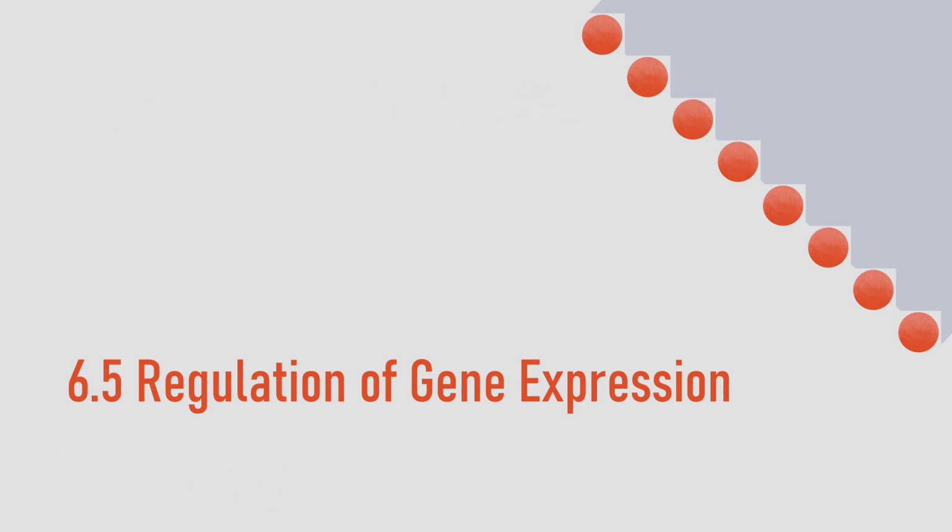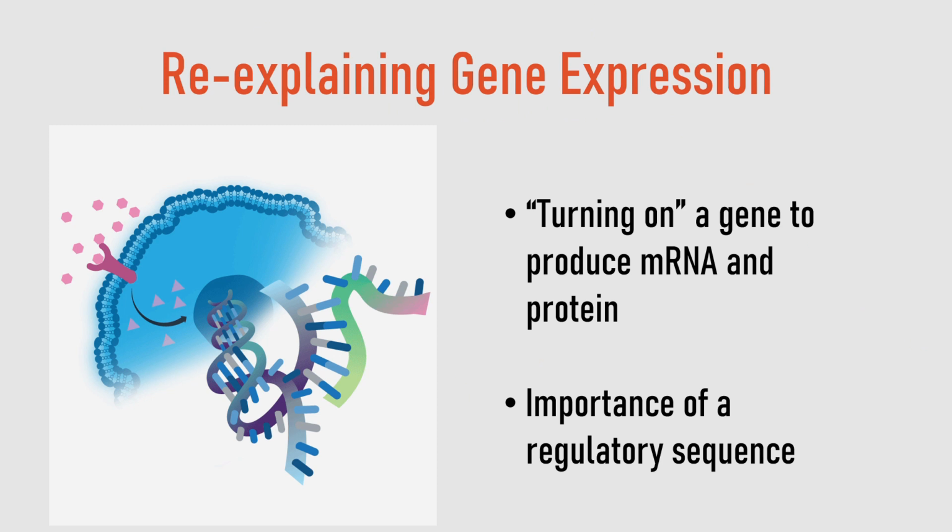First of all, what is gene expression? Gene expression is the process of turning on a gene to produce mRNA and protein. It determines how much of the protein is made, and when it is time to stop making that protein. A regulatory sequence is a segment of a nucleic acid molecule which is capable of increasing or decreasing the expression of specific genes within an organism.